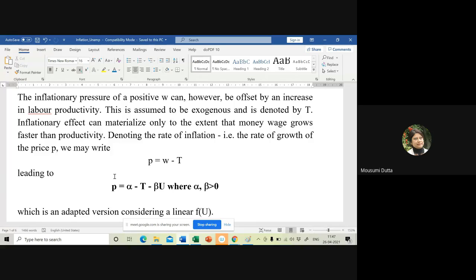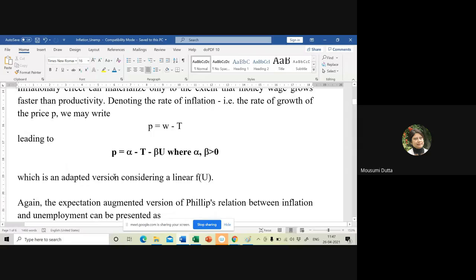Now, if I consider the relation between W and U a linear one, I can present it as W is equal to alpha minus beta U, where alpha and beta are positive. That indicates there is an inverse relationship between W and U. So in the inflation equation, I can substitute W by alpha minus beta U and present the equation as P is equal to alpha minus T minus beta U. This is the adapted version considering a linear relationship.